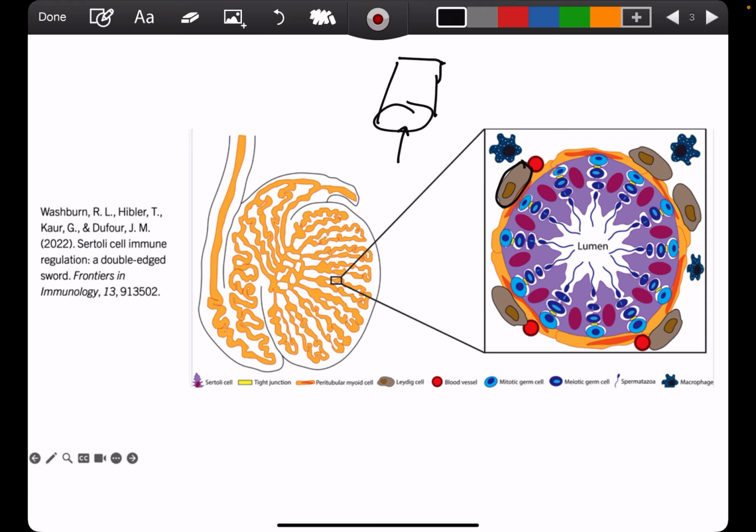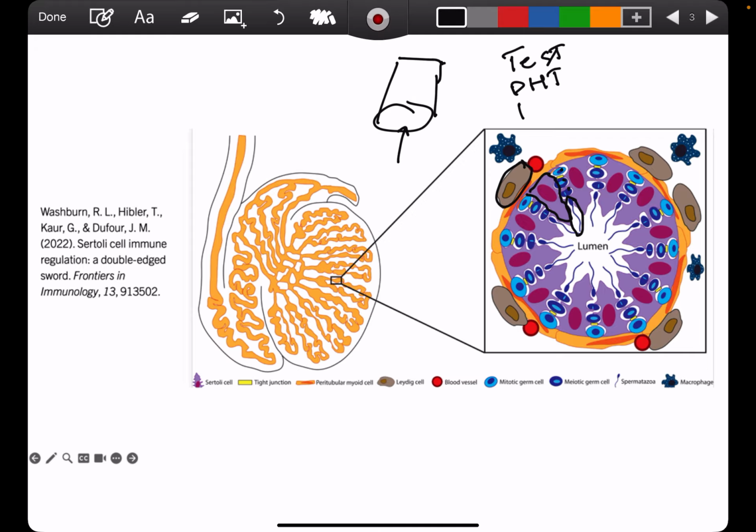Just to orient ourselves, these brown cells around the seminiferous tubules are the Leydig cells, and these purple cells inside of the lumen are the Sertoli cells. And then the little blue balls in between the Sertoli cells are the germ cells, with the sperm cell ultimately extending out into the lumen.